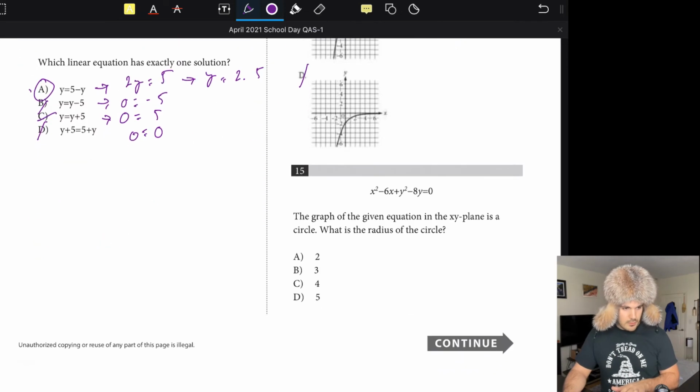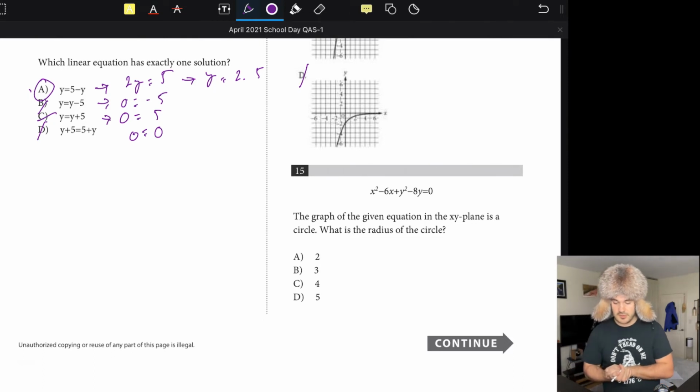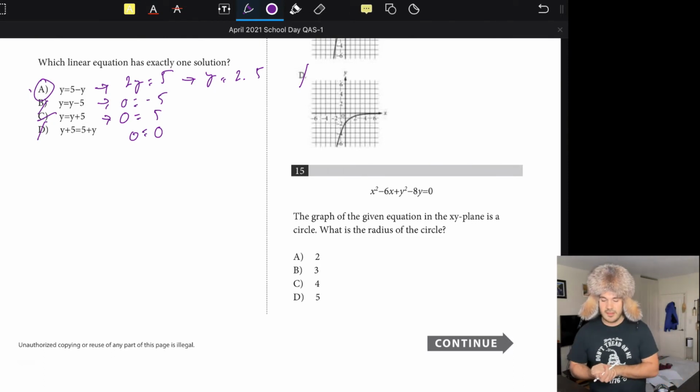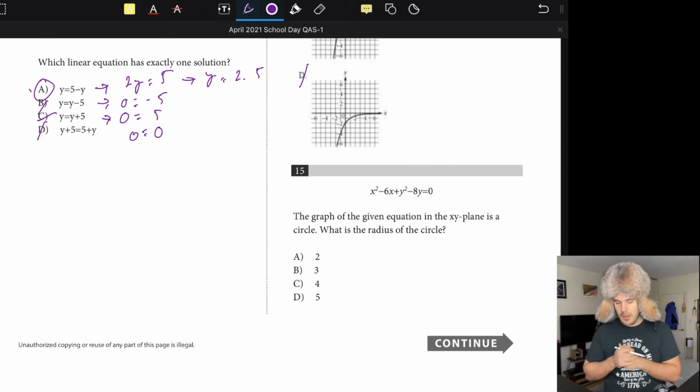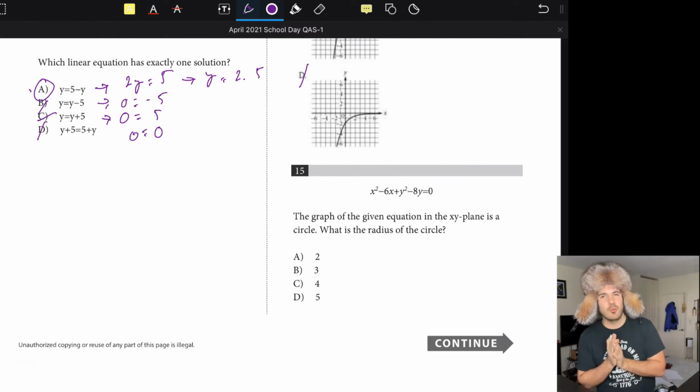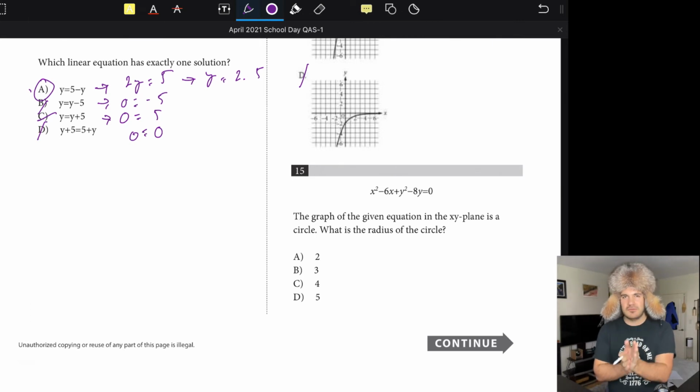Great. Okay, and now we're on 15, the last multiple choice. The graph of the given equation in the xy plane is a circle. What is the radius of the circle? Great. So you will recognize that this doesn't look like a standard equation of a circle, which is what you usually need in order to be able to get information about the circle, like the center and the radius. So this can be done kind of in your head in a quick way, but I'll walk you through how to actually do the full algebra for completing the square, which is the methodology you have to use to turn this into the standard equation of a circle.